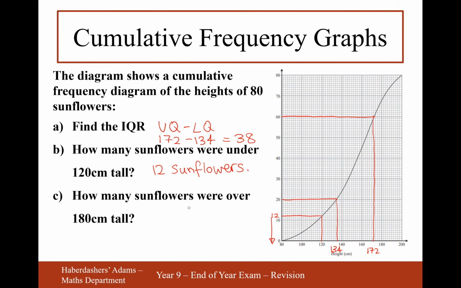And the next question is, how many sunflowers were over 180 centimeters tall? Well, once again, we can use the cumulative frequency graph in reverse. Go from 180 upwards with a ruler. And you'll get to 68. But it says the amount of sunflowers over 180 centimeters tall. So that would be this amount here, and 80 take away 68 is 12 sunflowers again. Just a coincidence that those two answers are the same there. Okay, so there we are, that's the answer to this question.